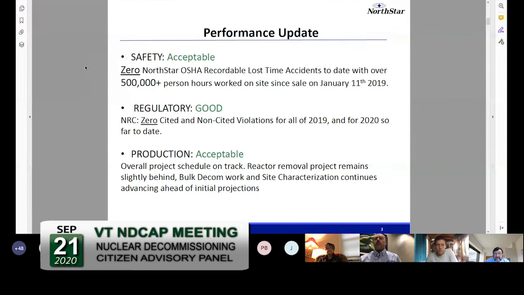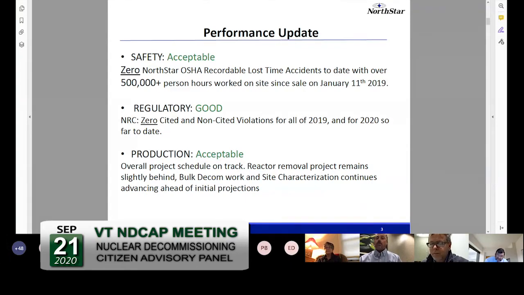For a performance update, we still have had 0 OSHA recordable lost time accidents to date since the start of the project. That's over 500,000 person hours worked on site since January 11th of 2019. Doesn't mean we've been perfect, but overall we've had good performance with respect to safety. Most of that's selecting a good crew, maintaining strong engagement, people understanding the jobs that are in front of them, having them well planned, and performing them safely.